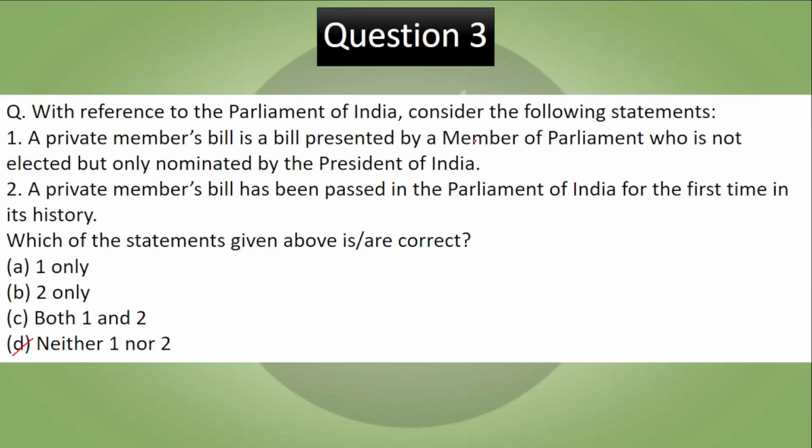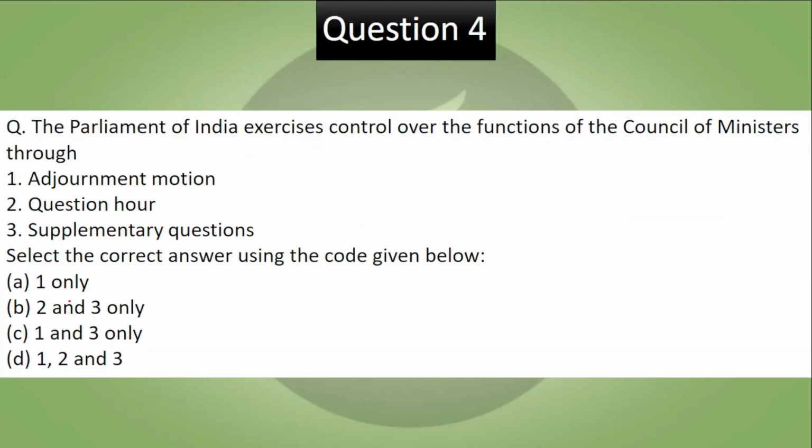Your correct answer is D, because a private member's bill is presented by a member of parliament who is not a minister. That is a private member's bill. One month prior notice is required. It is generally given on Fridays. It is generally proposed by the opposition party and all. And this is a very extreme statement, for the first time. So you can eliminate both of them. Your answer is D. Question 4.